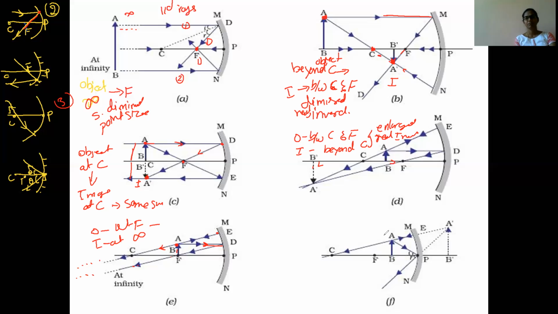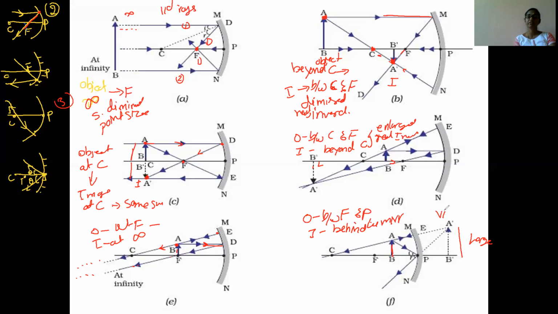Next condition: when you take an object between the pole and the focus, very near to the mirror, you can see the image will be formed behind the mirror. You will get this image. You can see the size here and here. The size is large here. A larger size image you are going to get. That is what we call the opposite side of the mirror.